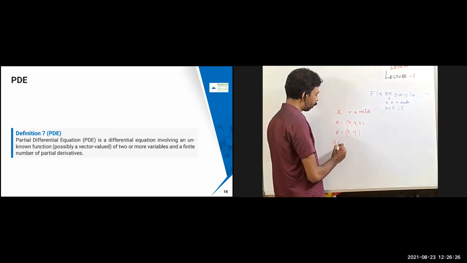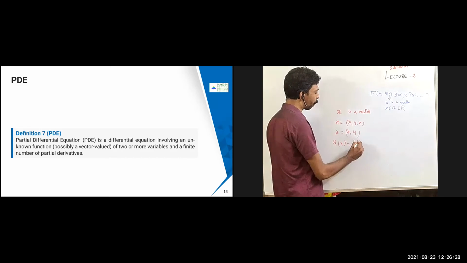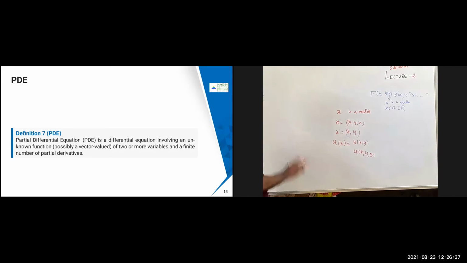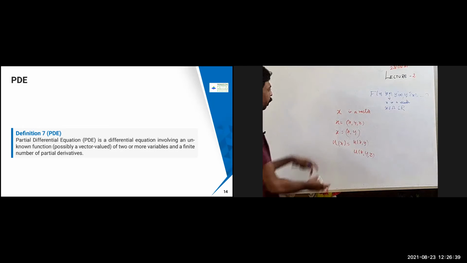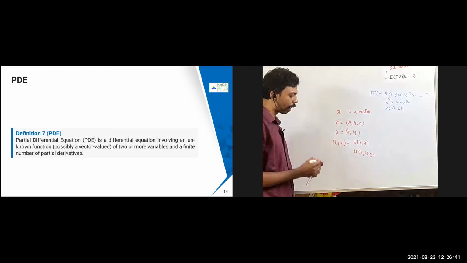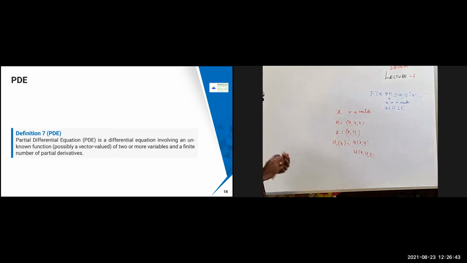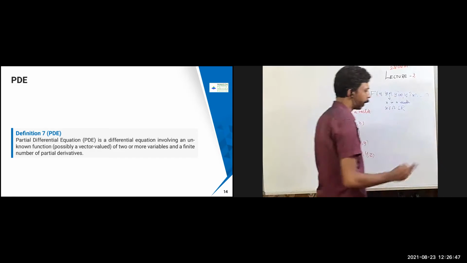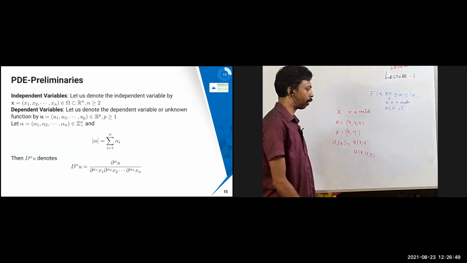So that means if I say u of x, this is going to become u of x comma y, or u of x comma y comma z, depending on the situation wherever I'm defining. And all the finite number of partial derivatives are also going to be functions of this. So it is going to be a vector valued function instead of a scalar valued function. Okay, so let us see that with the formal definition of PDE. I'm going to define what the independent variables are.